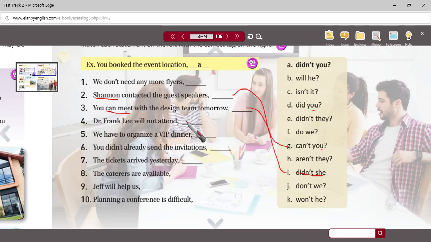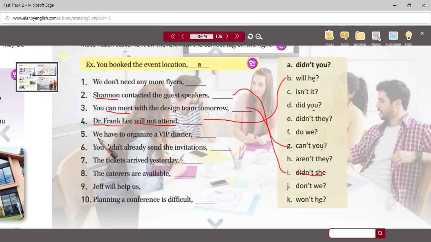Number 4. Dr. Frank Lee will not attend. The verb here is negative, and we have a modal. So the tag will be the positive form. Since this is negative, we're looking for the positive. I already said Dr. Frank Lee is a man, so that's either B or K. Dr. Lee will not attend, will he? The answer for number 4 is B.